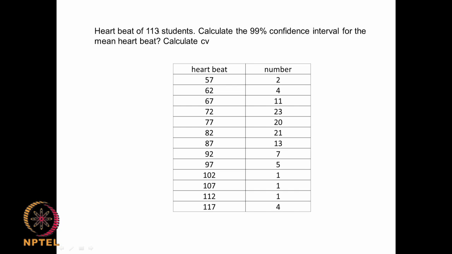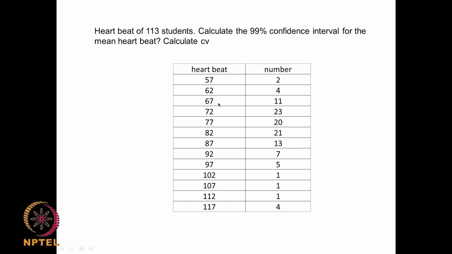The heartbeats of 113 students are given there. That is, 2 students have 57 beats per minute, 4 students seem to have 62, 11 students seem to have 67 and so on. If you add up all these, it comes to 113. It goes right up to 117, that means 4 students have a heartbeat of 117.